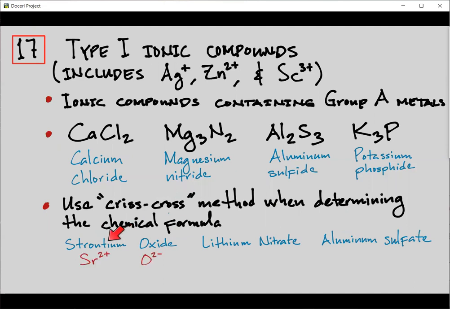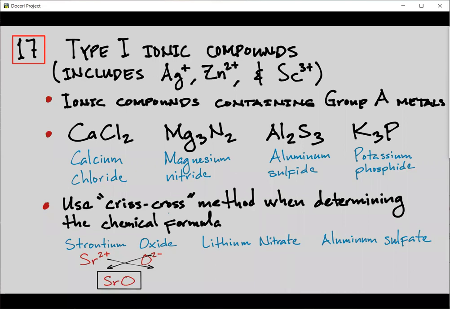So strontium, you look at the periodic table, that's Sr, and it's in group 2, so it has a +2 charge. An oxide ion is oxygen with a -2 charge. And then you perform the crisscross, and you would get Sr2O2. But because this is an ionic compound, you would simplify that into SrO, strontium oxide.